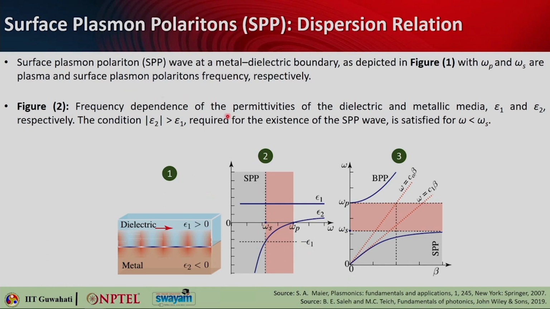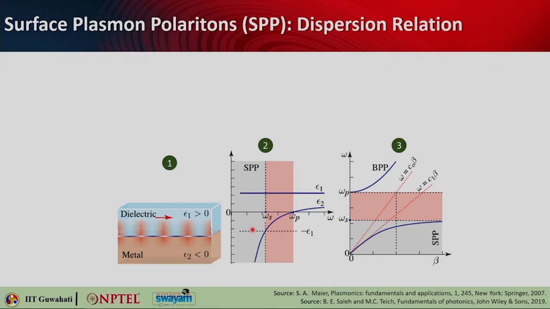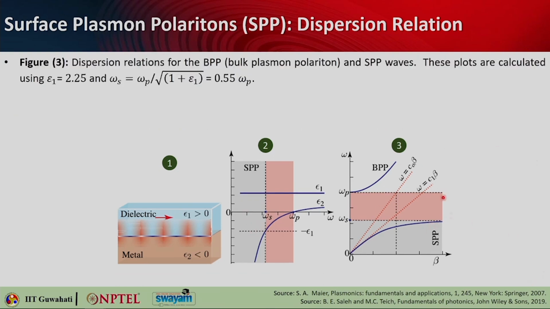So, the frequency dependence of the permittivities of the dielectric and the metallic media is shown in this case, and the condition that modulus of epsilon 2 should be greater than epsilon 1 is required, and that is satisfied for omega less than omega s. So, if you have frequency below this, this is the region where your SPPs will exist. And figure 3 is basically the dispersion relation we have just seen.